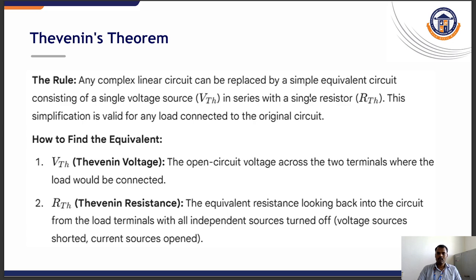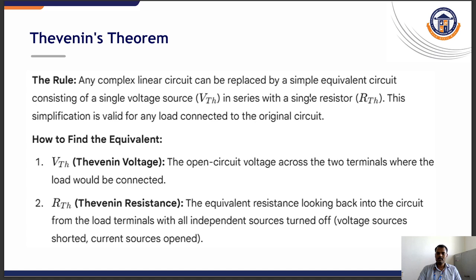So here what we have to do is find the Thevenin voltage and then find the Thevenin resistance. Thevenin voltage is the open circuit voltage across the two terminals where the load would be connected. For example, if I have a load resistor RL, that will be removed, and then we will measure the open circuit voltage. This is known as Thevenin voltage.